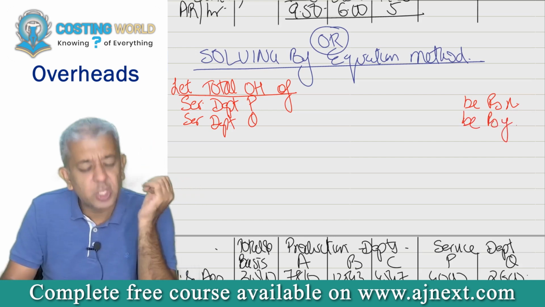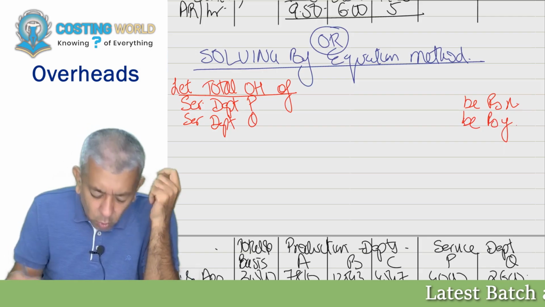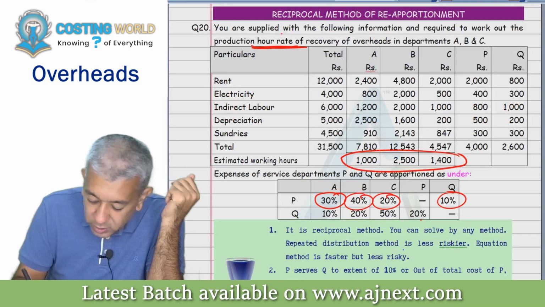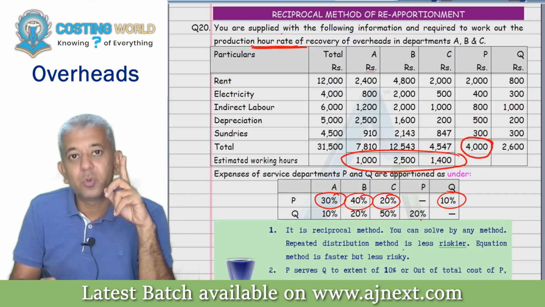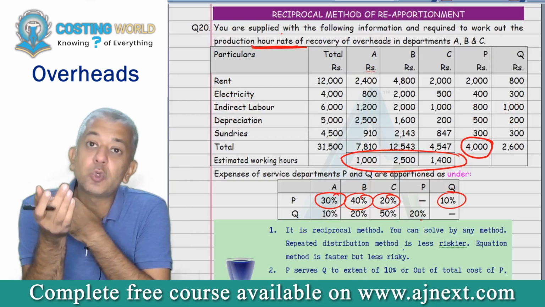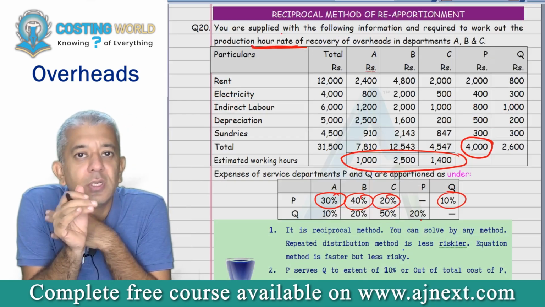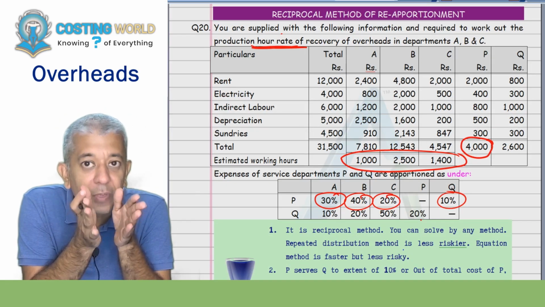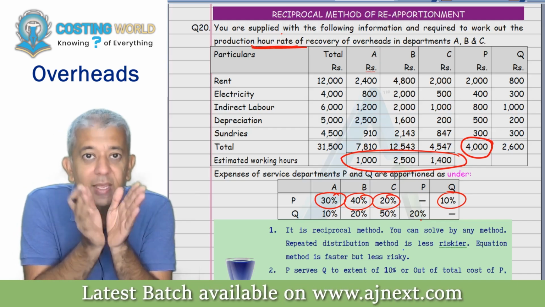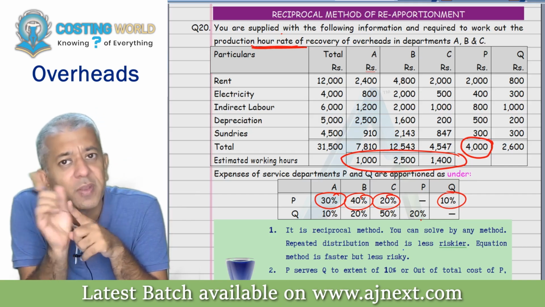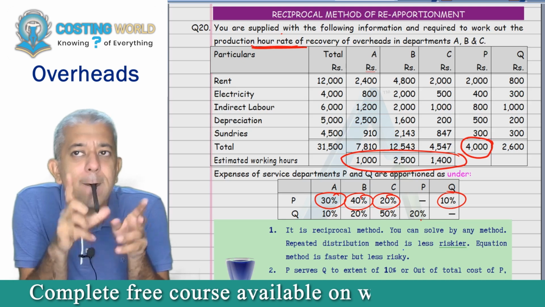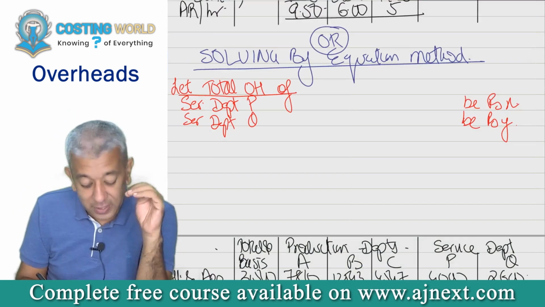Somebody can always be thinking, sir, but we already have the total overheads of department P, that is rupees 4,000, sir. No. P's total overheads is not 4,000. P's own overheads are 4,000. But can we say P's total overheads will be its own overheads plus something given by Q also, no? Yes, sir.